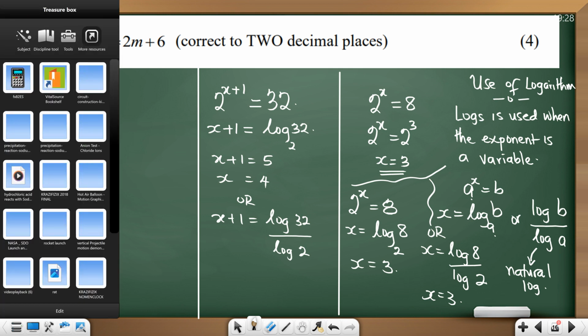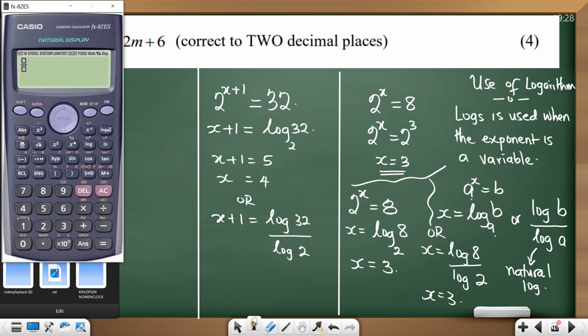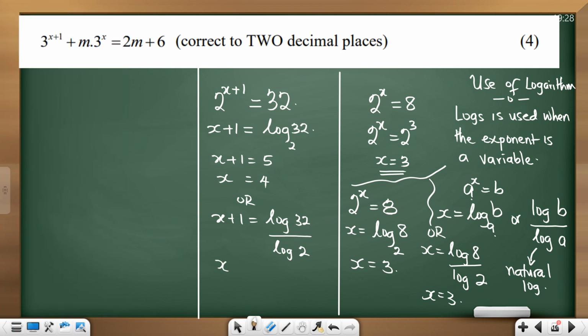Let's confirm again so that everybody can see. Natural log, log of 32. Okay. Oops. Log of 32. And the base, log of 2. It's called natural log of 10. It gives me 5. X plus 1 equals 5. Now you know how to use logs. It's as simple as that. It has some other rules. All right. Go check my lesson on number patterns. I did a lot of logs there.